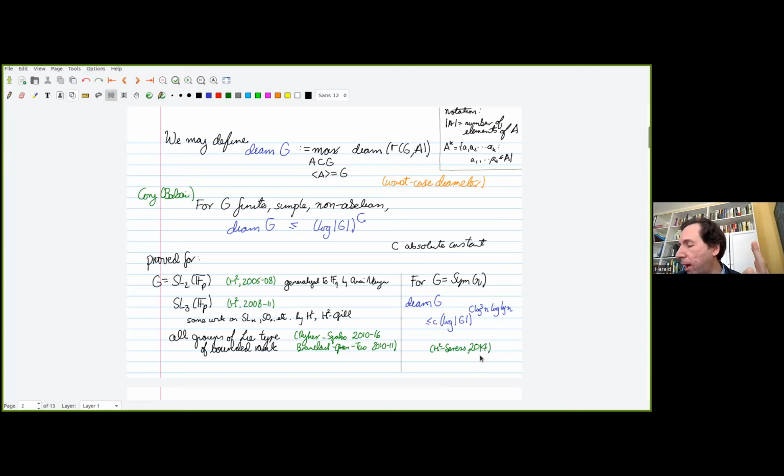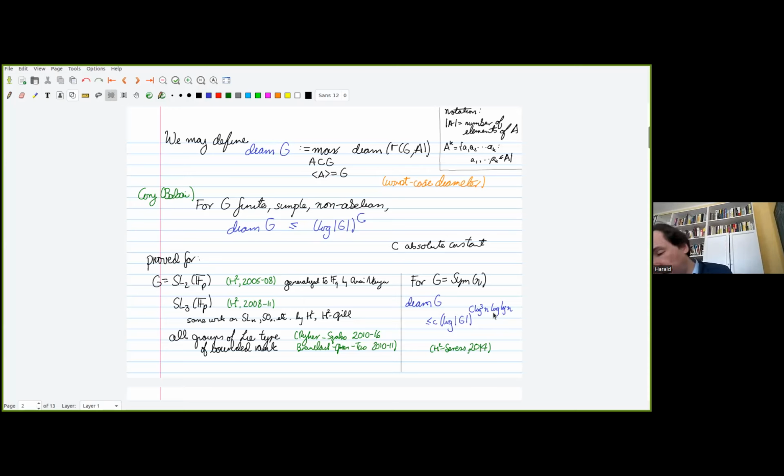And then you have the alternating groups. So this is what we know about all of these families. You might think that we know everything. Well, almost everything, in the sense that in the case of the symmetric group, we don't quite have a constant in the exponent. We have something that grows slowly.